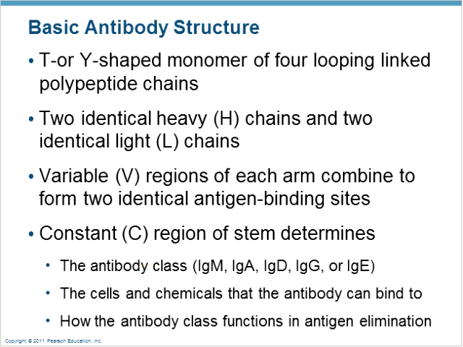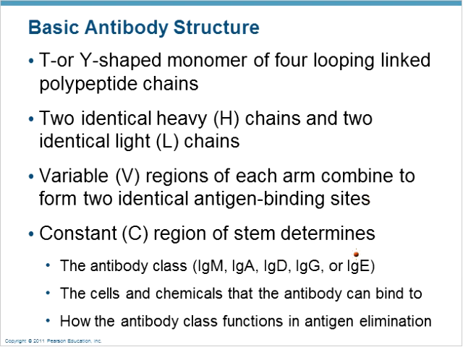So let's run through that real quickly again. There are T or Y-shaped monomers of 4 linked polypeptide chains. Okay, so back to the biochemistry we talked about. There are 2 heavy chains and 2 identical light chains, and there are variable regions of each arm which combine to form 2 identical antigen binding sites. This is where the rubber meets the road, where the antibody can attach to the antigen. It's a very specific area, because the antigen binding sites have to be specific for the antigen that was developed during activation.